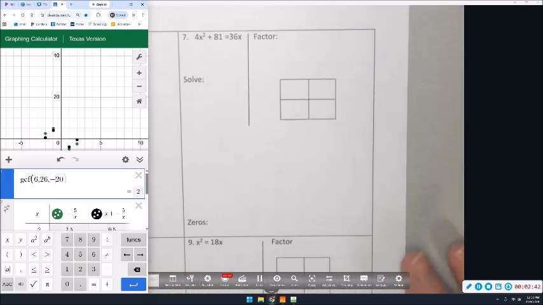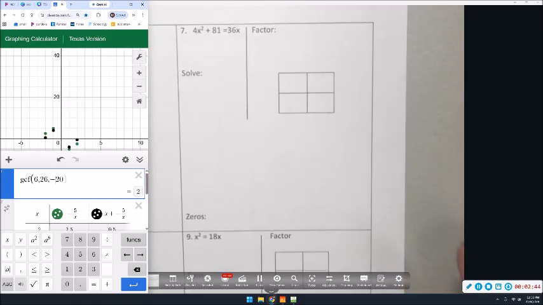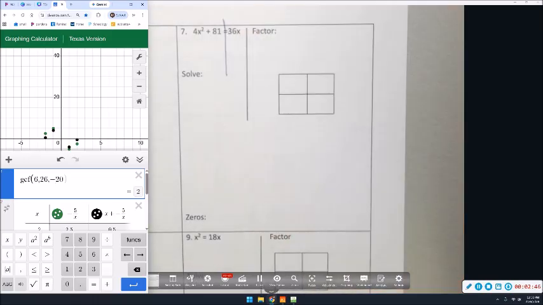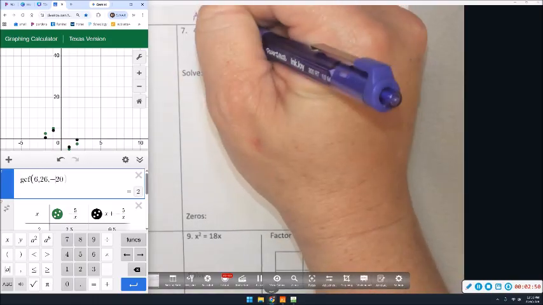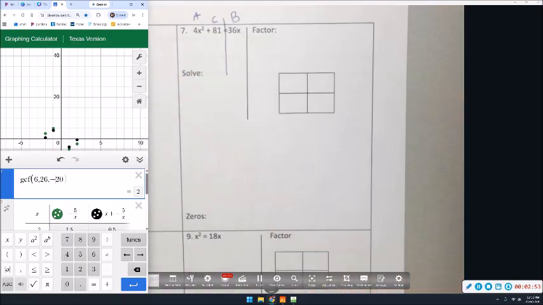Look at number 7. What's wrong with it? Doesn't equal 0. I want you to realize this is A, this is C, and this is B. How do I know that's my B? Because I have the X.